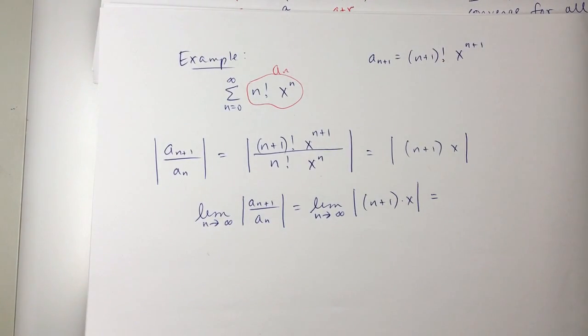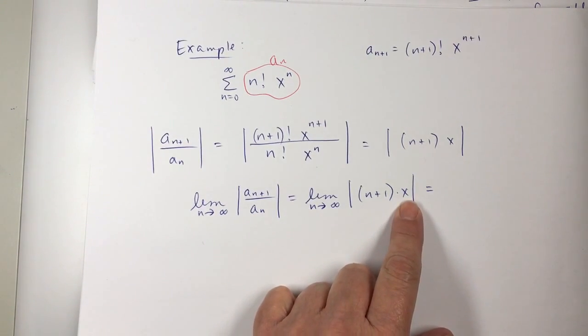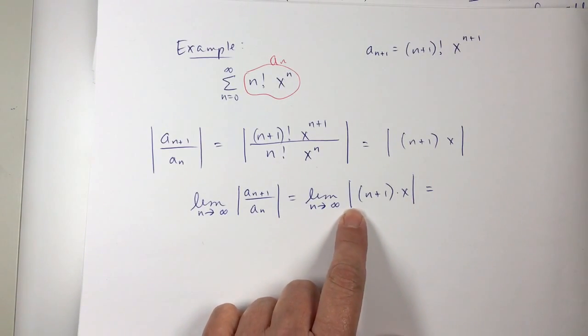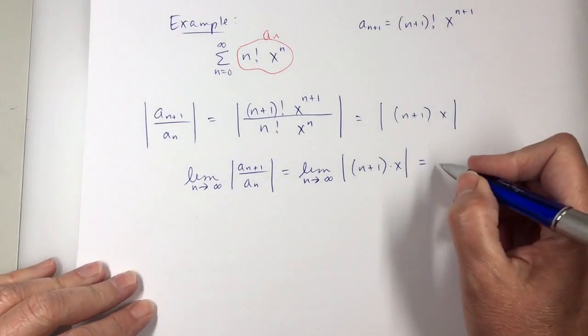I was thinking I could delete the absolute value, but you know what? I cannot delete the absolute value. I've got to keep them in this case. I don't know what x is. I don't know if x is positive or negative or whatever. But what is this? What is this limit? This is infinity.